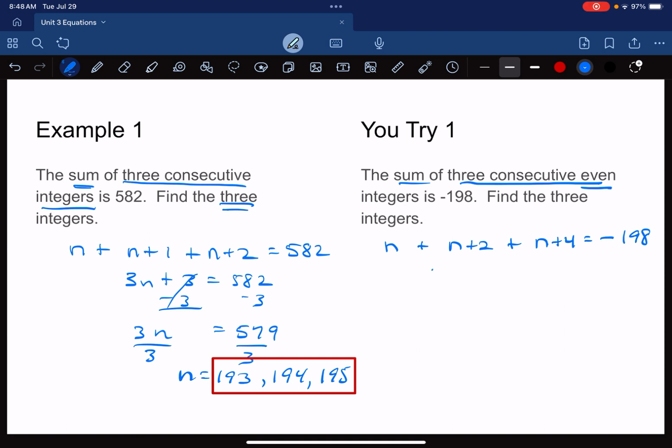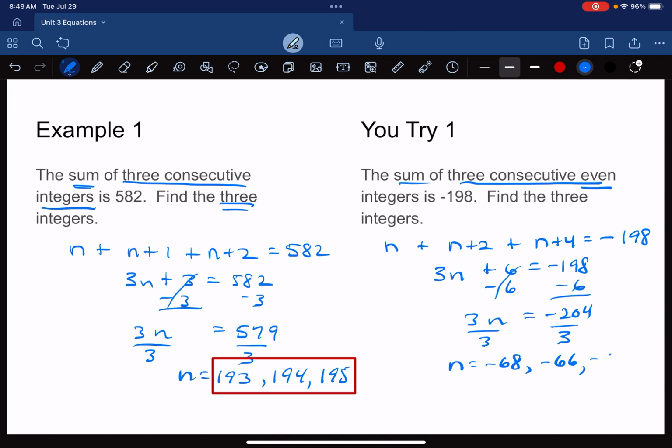N and an n, that makes 3n, but this time 2 plus 4 makes 6. Negative 198. I'll subtract 6 from both sides. 3n equals a negative 204. And then divide that. Make it negative 68. So if you add 2 to that, it goes to less negative. It's negative 66 and negative 64.